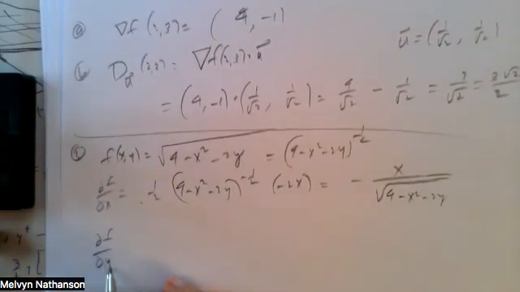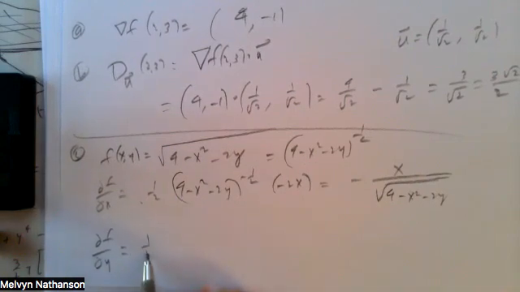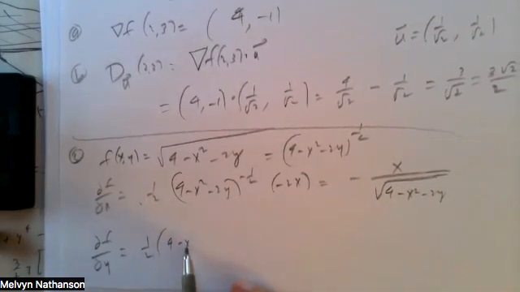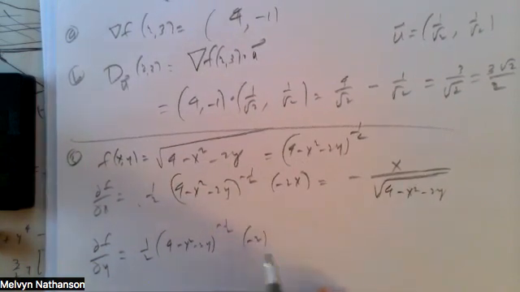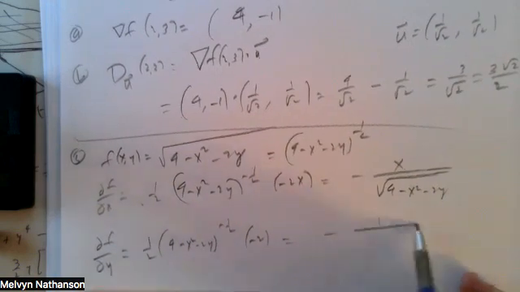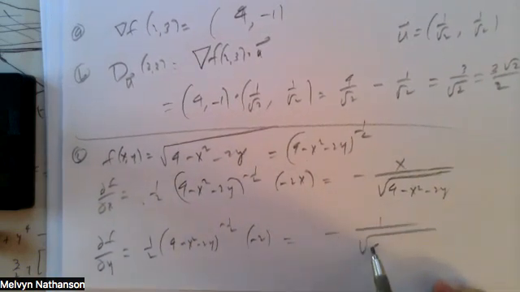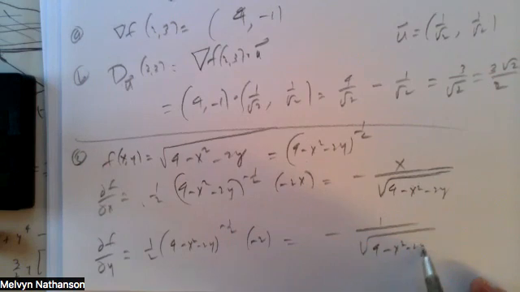And if I take the partial derivative with respect to y, that's 1/2 times 4 minus x squared minus 2y to the minus 1/2 times minus 2, which is minus 1 over the square root of 4 minus x squared minus 2y.